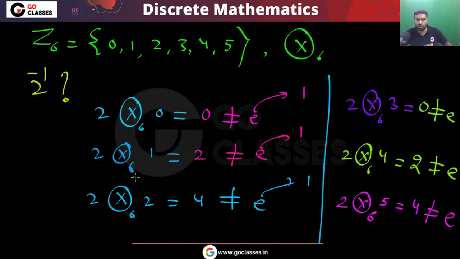So you can see 2 inverse does not exist. 2 inverse is not 0, 2 inverse is not 1, 2 inverse is not 2, 2 inverse is not 3, 2 inverse is not 4, 2 inverse is not 5. So 2 inverse does not exist.